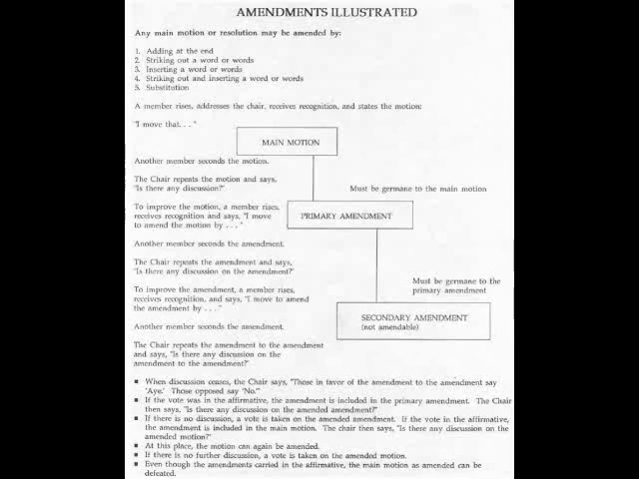The chair then says, "Is there any discussion on the amended amendment?" If there is no discussion, a vote is taken on the amended amendment. If the vote is in the affirmative, the amendment is included in the main motion. The chair then says, "Is there any discussion on the amended motion?" At this place, the motion can again be amended. If there is no further discussion, a vote is taken on the amended motion. Even though the amendments carried in the affirmative, the main motion, as amended, can be defeated.